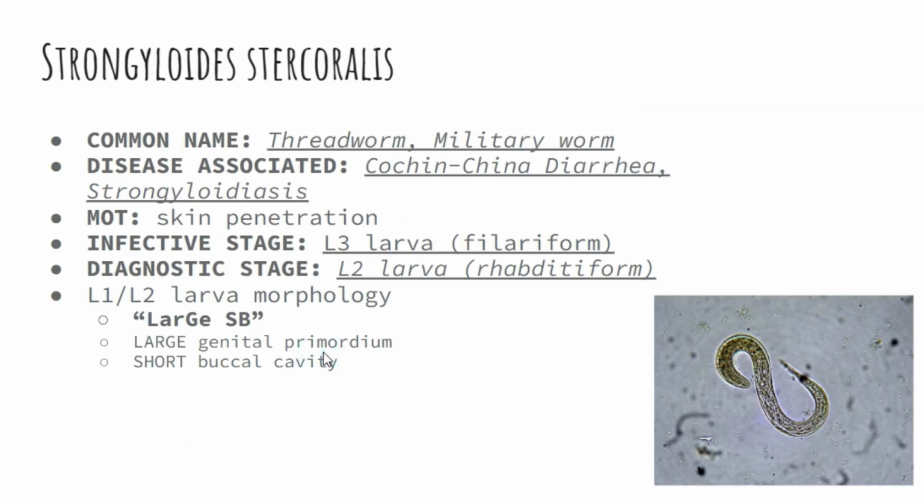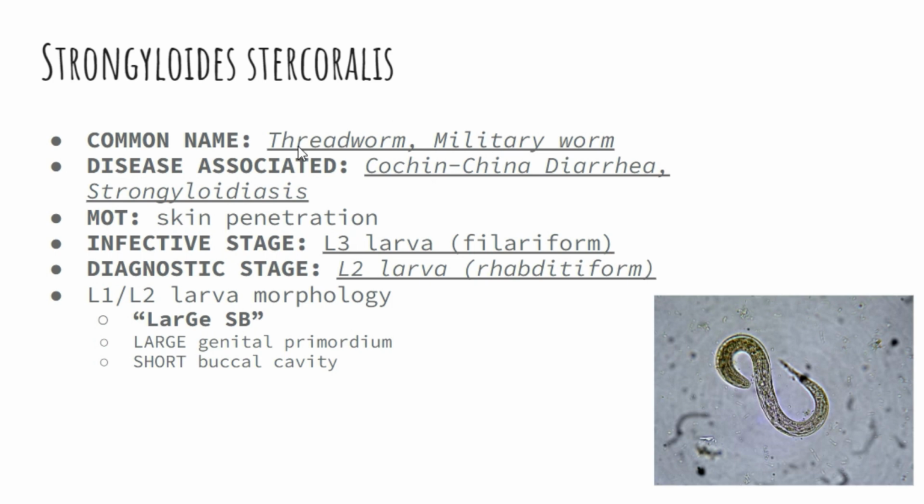Okay, next parasite natin here, we have your Strongyloides stercoralis. Strongyloides stercoralis is commonly known as the threadworm and military worm. Pinangalanan po siyang military worm because there was a case po in the US military po na kumalat ang Strongyloides stercoralis doon sa military department nila. So, yun po yung isa sa bansag sa kanya, military worm, because of that reason.